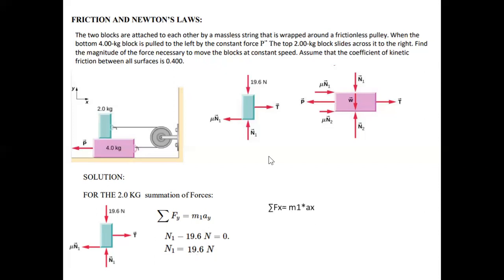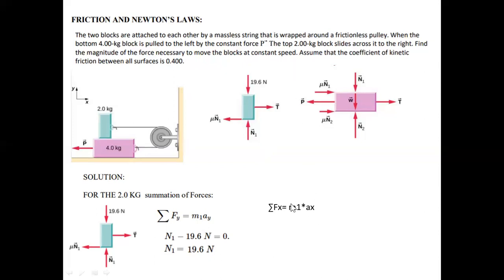Now, let's consider the summation of forces horizontal. Fx is equal to m1 times the acceleration ax. I repeat, since we entail here constant speed, our acceleration is 0.